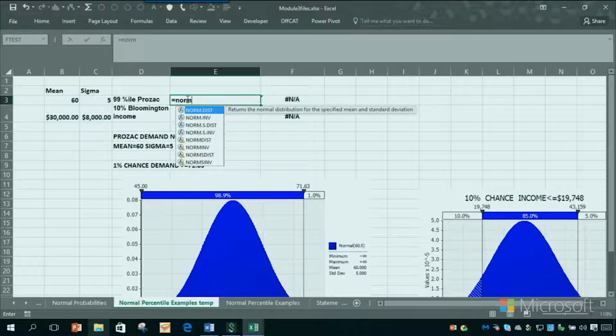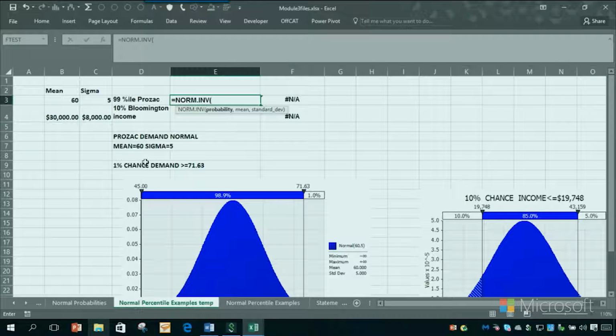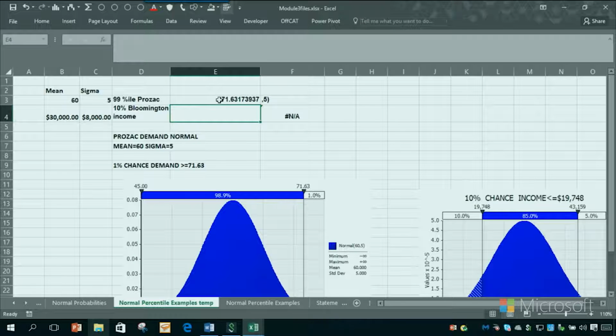So we could do NORM.INV. I can double click to put that function in. Okay, so I want the 99th percentile. The mean is 60 and this is 5. The units could be millions or thousands, it doesn't matter. So I get 71.63.